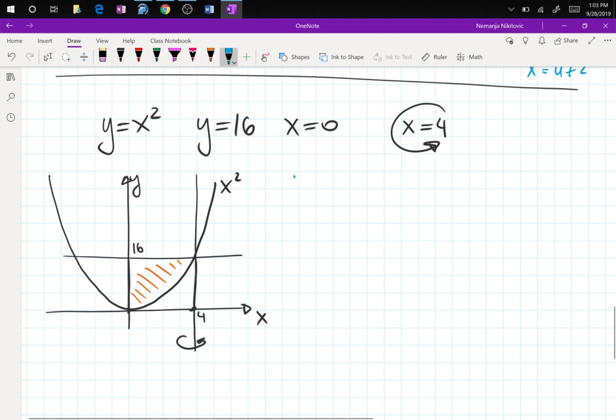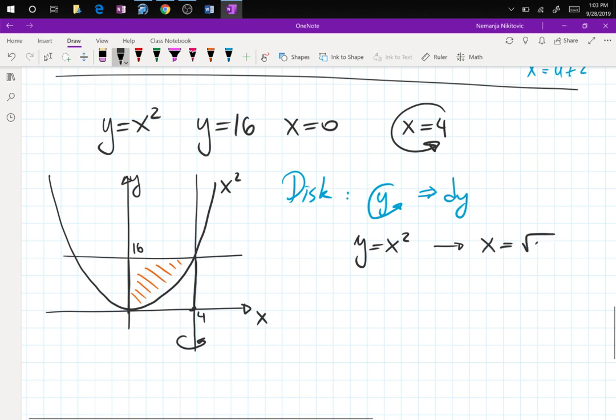If I'm using a disk or a washer and I have a y rotation, because it's x equals 4, then I need the dy, which means I have to swap y equals x squared into x equals square root of y, which is this piece here. And if I draw my representative dy over here, okay.